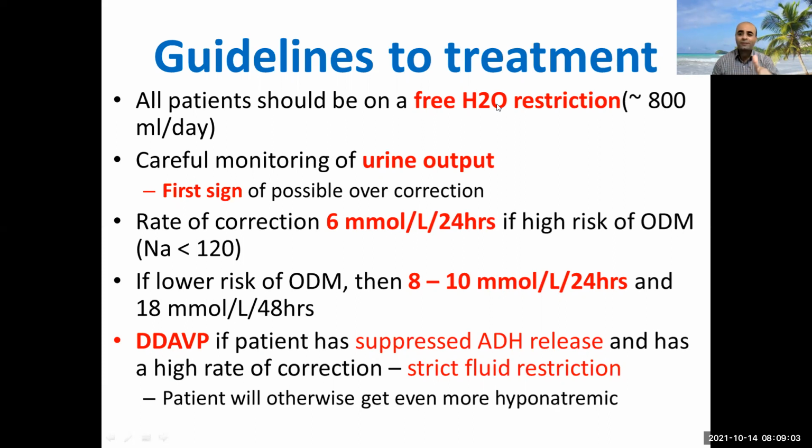After 4 hours, you will find a rise in your sodium. This means you are on the correct track. Don't forget careful monitoring of your urine output. This is the first sign of overcorrection. If the urine output increases to 200 ml per hour for 2 hours, this is the first alarm sign for overcorrection of hyponatremia. Rate of correction, as I mentioned before, is 6 millimole per liter per 24 hours if the patient is at high risk for ODS, osmotic demyelination syndrome. If low risk, 8 to 10 millimole per liter per 24 hours.